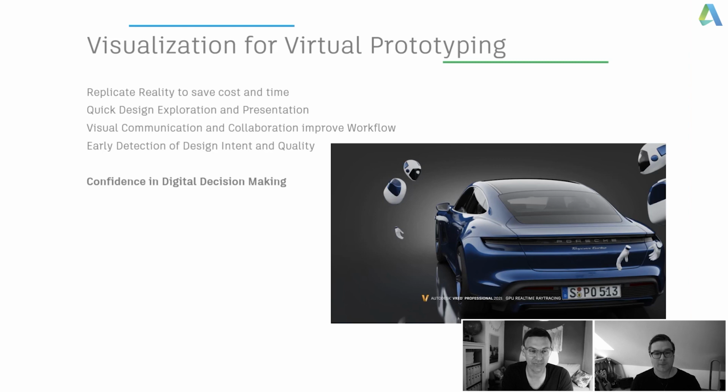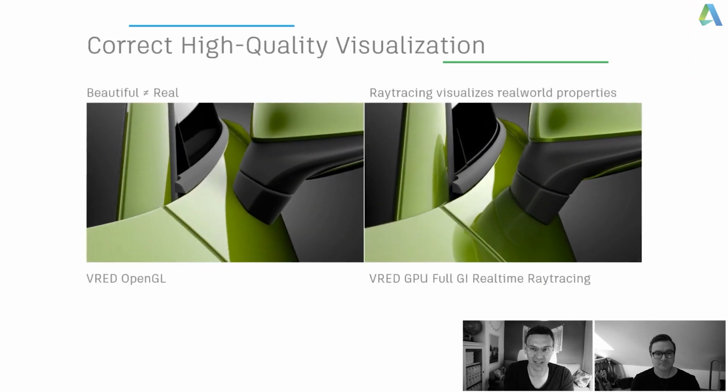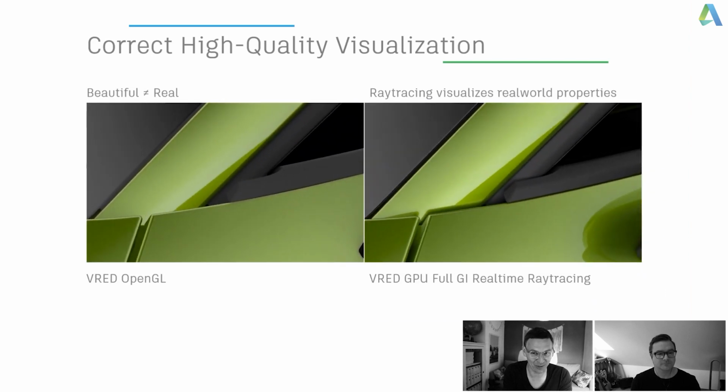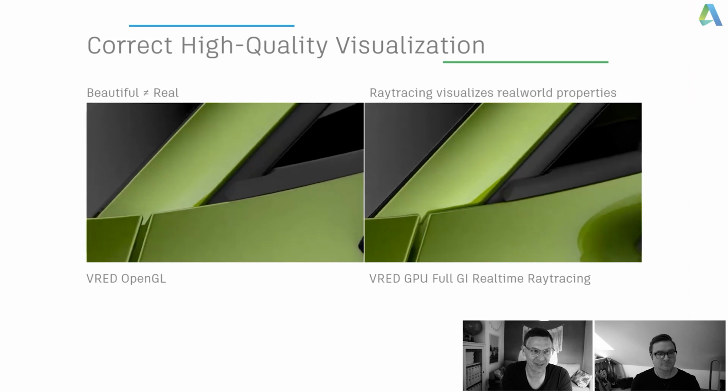But if you want to make a virtual workflow, if you want to make a virtual decision, you have to have trust in that decision making. You have to have confidence in it. So you have to be sure that what you see is what you're going to get later on in the process. And for that, we would like to shortly explain what different options there are right now to replicate reality. So first of all, beautiful doesn't necessarily mean real.